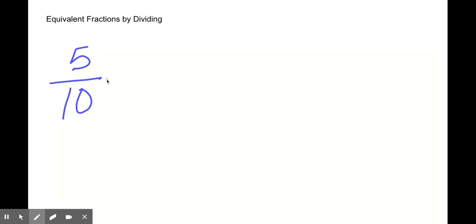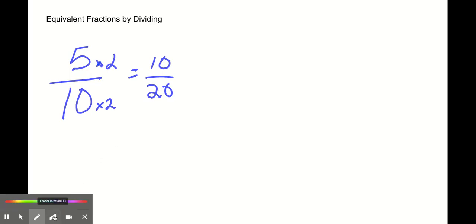Okay, so by now you should know how to find equivalent fractions when you multiply. And that's when you have a fraction, let me do 5/10. And by multiplying to get equivalent fractions, you just multiply by the same number for your numerator and denominator. So if I decided to do 2, and then times 2 here, I would get 10/20. It's easy, right? But another way you can find equivalent fractions is by dividing.